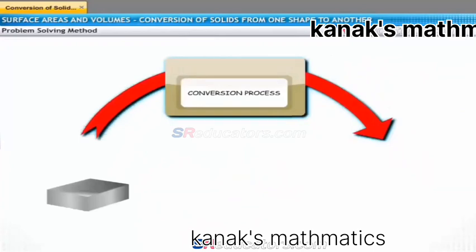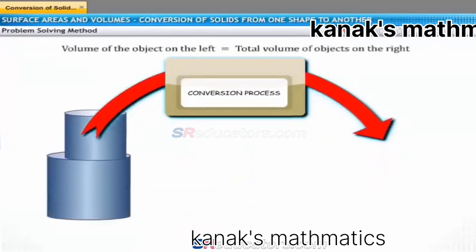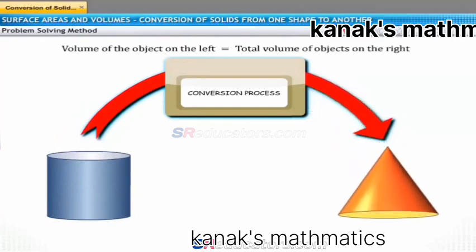Whenever a solid shape is converted to another shape, the volume of the object on the left always equals the total volume of the objects on the right. This equality can be expressed as the equation: volume of one object equals n times the volume of each shape of the second object. The quantity n is the number of objects on the right.